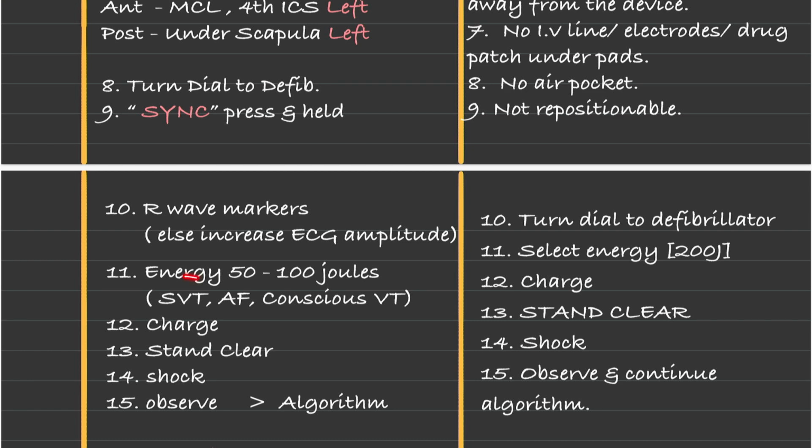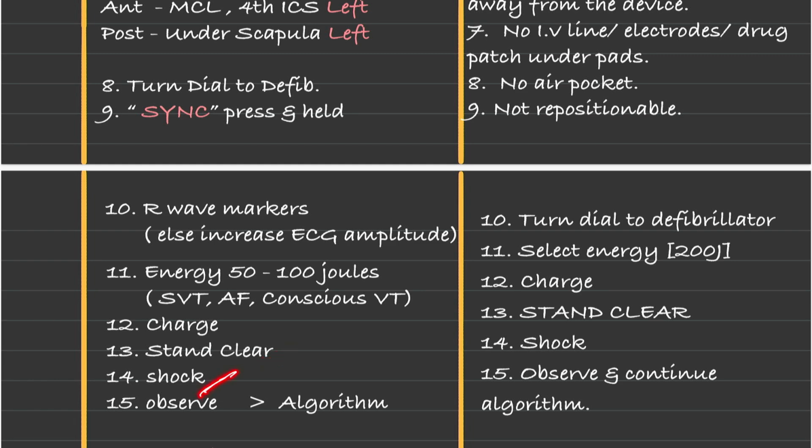After this, we will select the energy. Energy is variable, can be selected depending upon the rhythm and condition of the patient. So we can start with 50 to 100 joules and then we can upgrade if needed. After selecting the energy, we will charge the defib machine. After it gets charged, there will be an audible alarm that the pads are charged. Then we have to announce I clear, you clear, everyone clear. Everyone should be away from the patient trolley and then the shock is delivered.